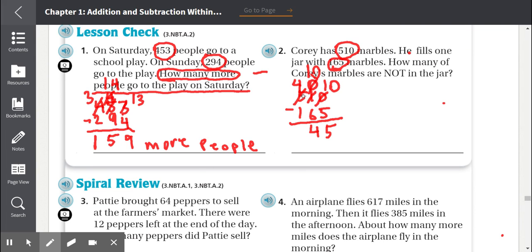Now we subtract the hundreds place. It's no longer 5 minus 1. It becomes 4 minus 1 because we borrowed from the 5. 4 minus 1 is 3. Now, how many marbles were not in the jar? 345 marbles.